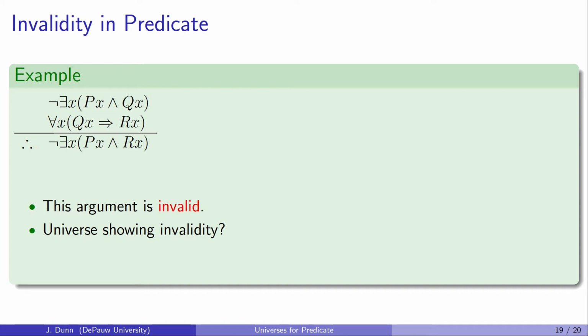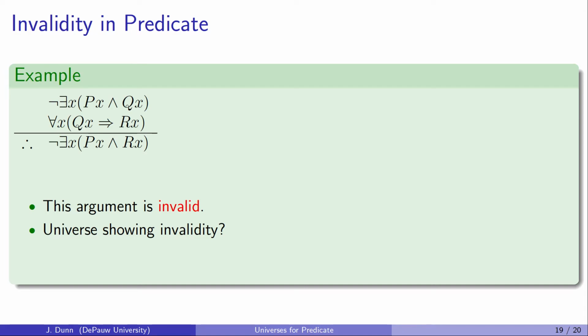In this case, we've got to interpret P, Q, and R in such a way that that interpretation and that domain makes both premises true while also making the conclusion false. And I find that in these more complicated examples, it's sometimes nice to start with the conclusion, trying to make the conclusion false and then work backwards from there.